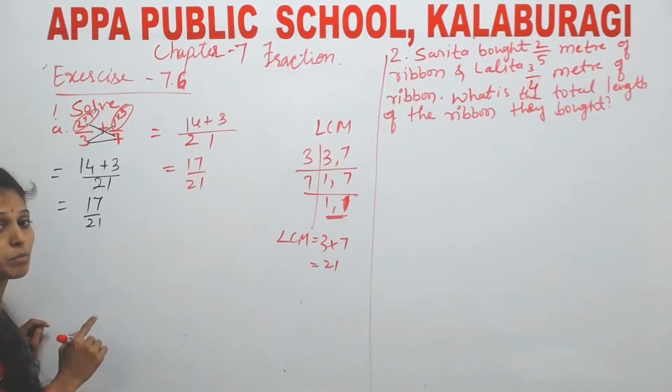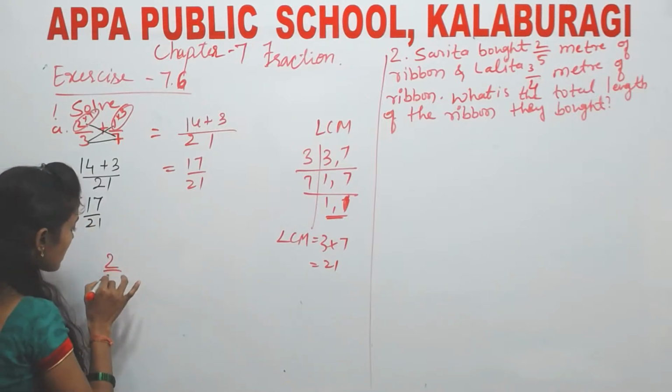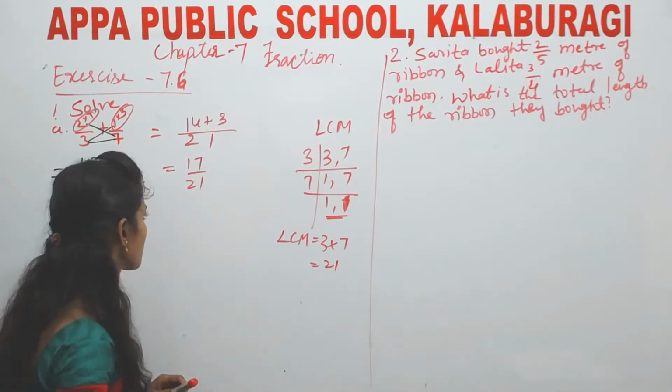One more method is making the denominators the same. The same number I'll take for the next problem.